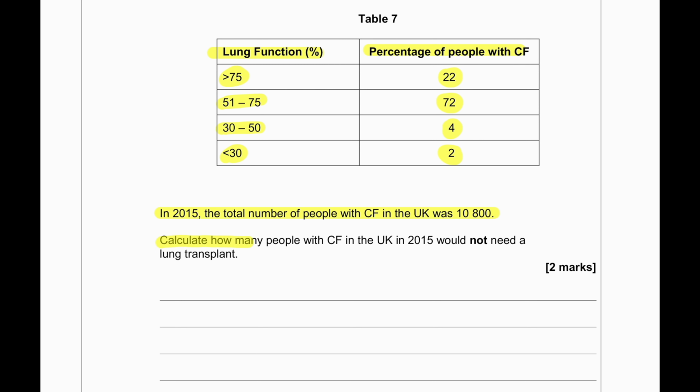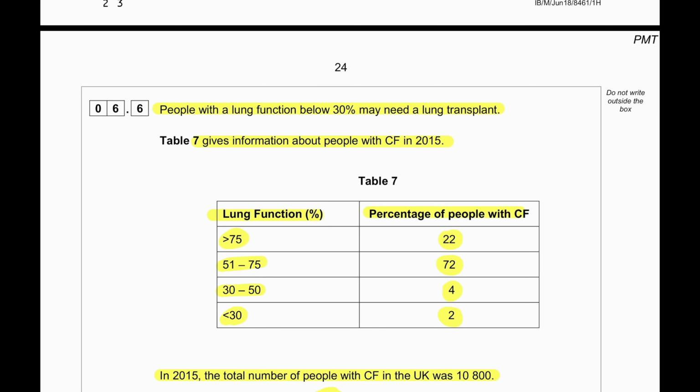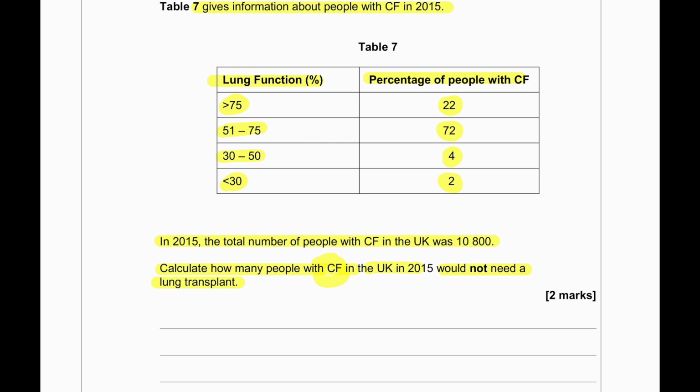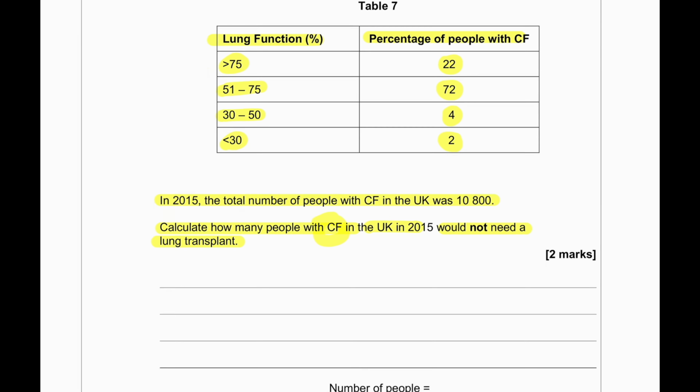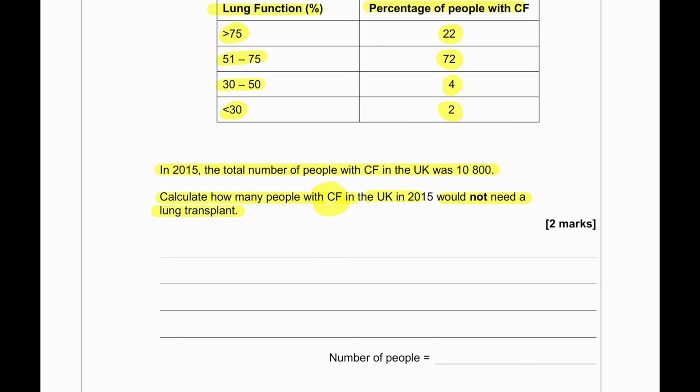Calculate how many people with CF in the UK in 2015 would not need a lung transplant, since a lung transplant is needed for any person who has a lung function below 30%. So we can see only 2% of the people with cystic fibrosis require a lung transplant. Since 98% don't need it, we can say 10,800 multiplied by 98%, which gives us 10,584 people who will not need any lung transplant.